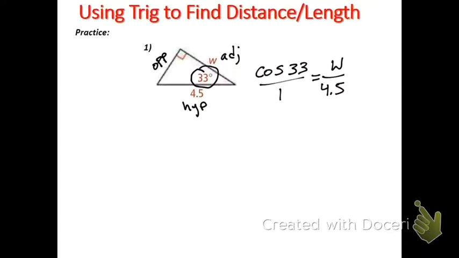We want to cross multiply again. So 1 times W is W, and then 4.5 times the cosine of 33. So you should get W to be 3.77.